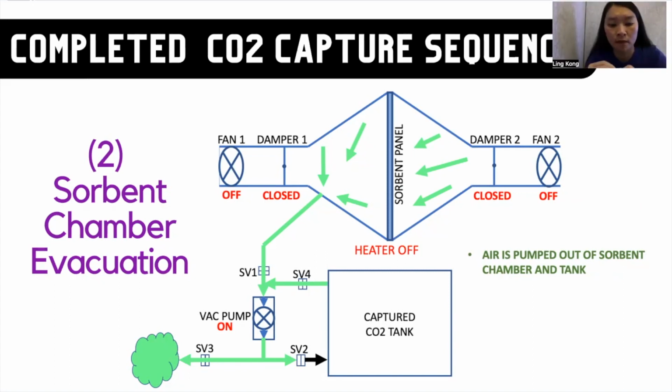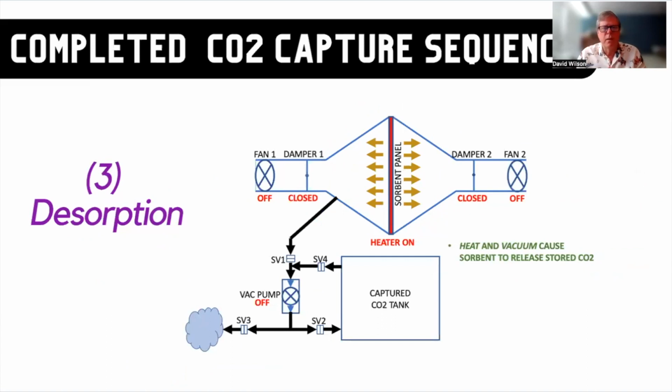But we'll try to get as much of a vacuum as we can. And that will allow space for the CO2 to be released from the sorbent panel. And then next, we have heaters built in that will heat up the sorbent. And so in the presence of the vacuum and the high temperature, the zeolite or whatever sorbent we're using will release the carbon dioxide back into the chamber.